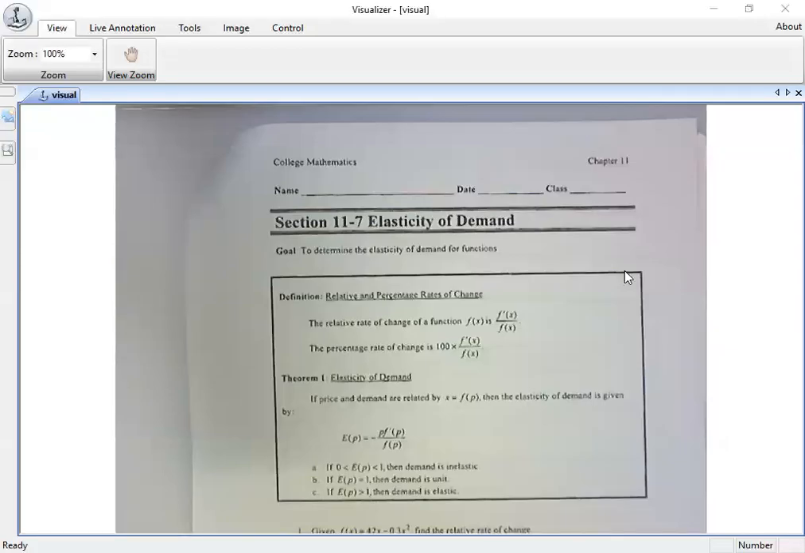All right, so let's talk about something called elasticity of demand. We were just discussing a minute ago how if you make too much of a product, it would drive down the price. And if it drives down the price, that can definitely affect your profits.